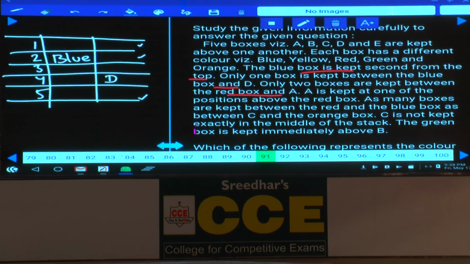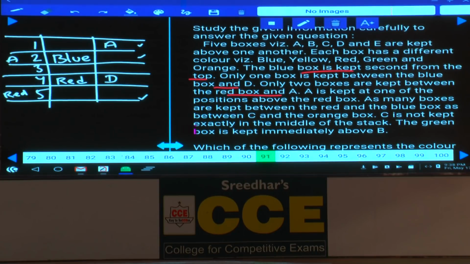Hence, where should this A be? A must be on the first one. If A is here, only 2 boxes between these two, hence 1 and 4, that is red. And if you take 2 and 5, there is one possibility if A is here, and the 5th one will be red. Isn't it? Follow? A is kept at one of the positions above red.